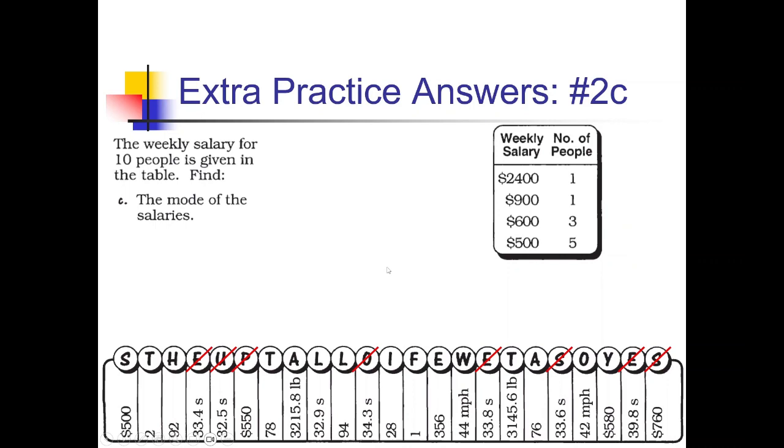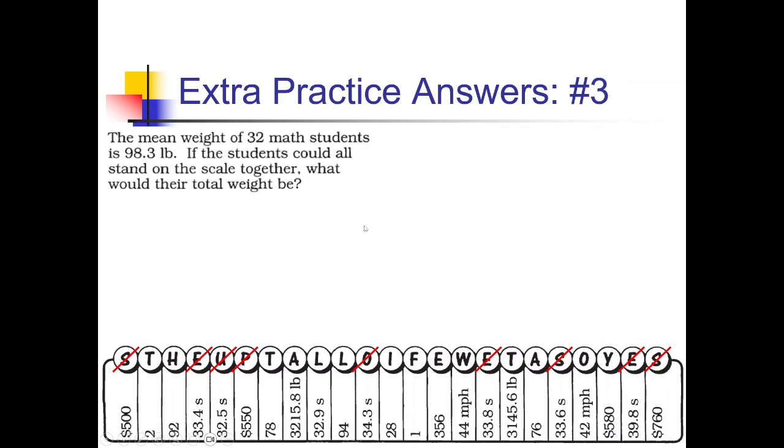For the last part of number 2, we want the mode of the salaries. This is actually pretty easy to look up in one of these frequency tables. We just have to find the highest frequency in the table, which is 5, and that goes with 500. So 500 then is the mode for this one, and that is going to be S right here, so cross that off.